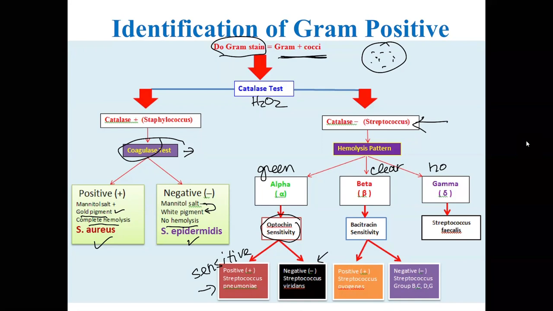If you have a beta colony, you're going to add a bacitracin disc. If it's positive, that means it's sensitive, and it's Strep pyogenes. This is the organism that causes strep throat. If it's negative, it could be any of the other streptococci: group B, group C, group D, group G. This one is group A. And for gamma, the example that we use is Streptococcus faecalis.